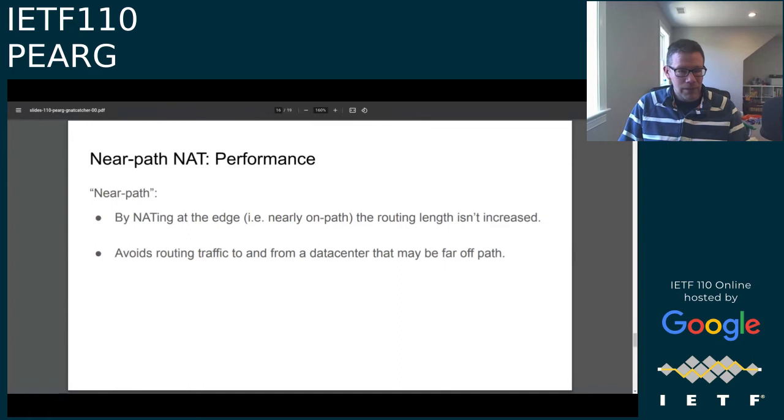So the important thing for near-path NAT is performance, so it's not slowing down people's browsing experience. By being near path, on the edge, they're not really adding to the length of your route between your browser and your server. We're basically not sending data all the way off to a data center somewhere and then all the way back to wherever your server is. So the hope is that we can keep the latency down by being very close to on path.